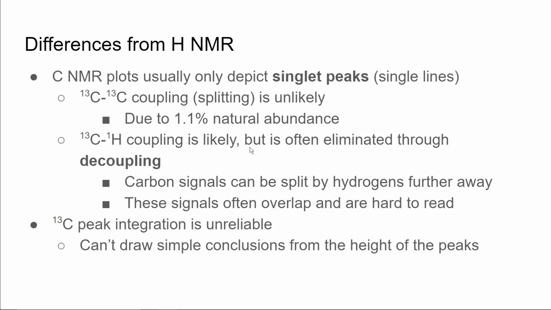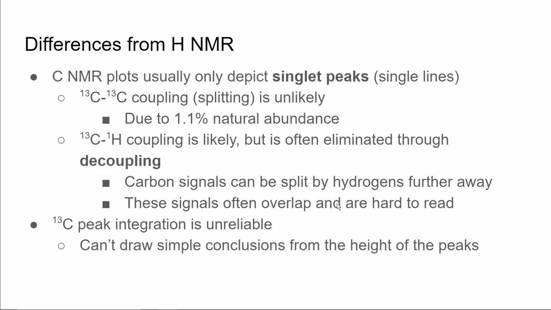And so for the sake of understanding what's going on, experienced people will usually decouple the signal, and so we'll just see singlet peaks. Because of that, you're not going to get any information about adjacent hydrogens from the peaks the same way that you do in HNMR. You're just going to see single lines. And we saw that before in the plot that I showed you. All of those carbons were just single lines. They weren't actually sloped peaks.